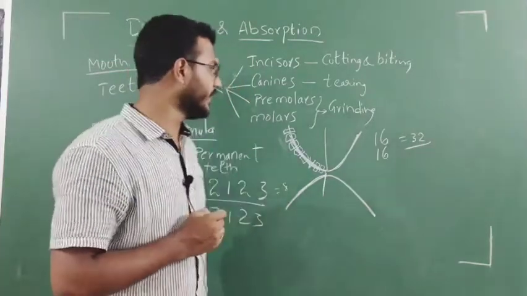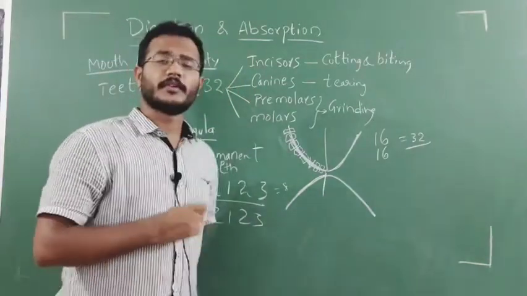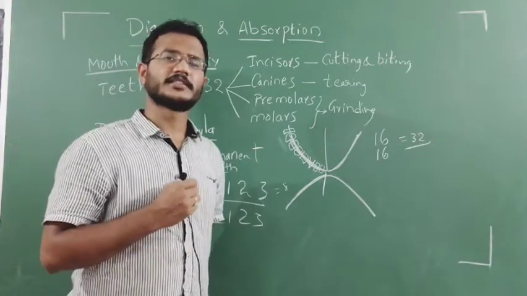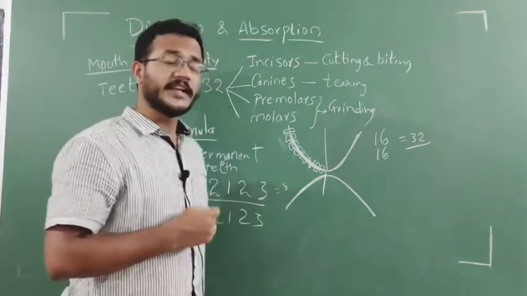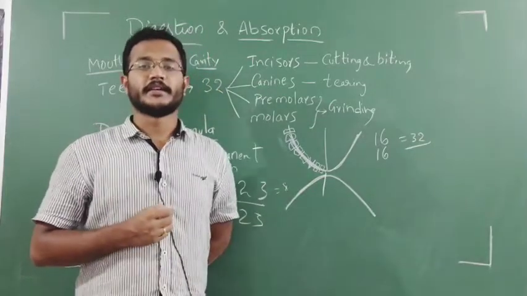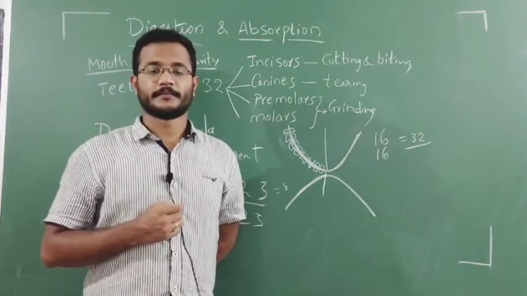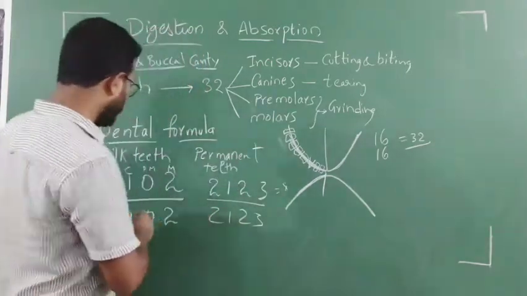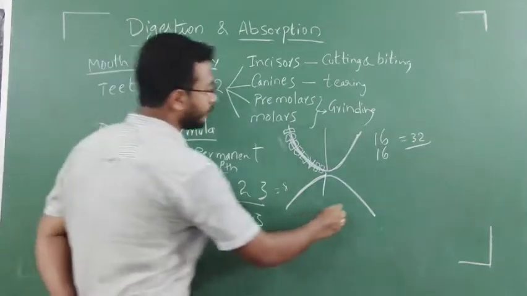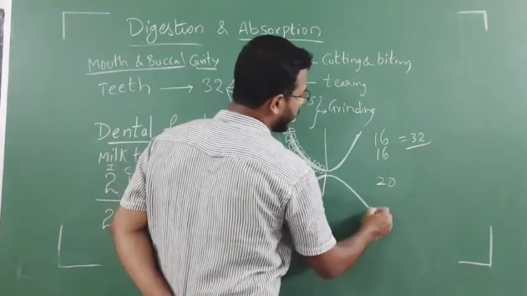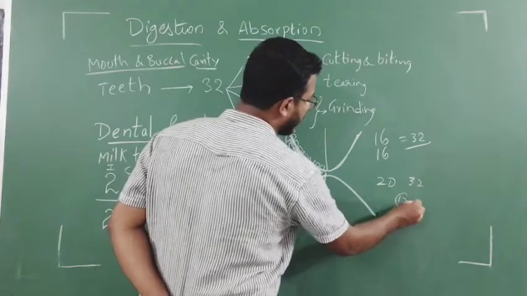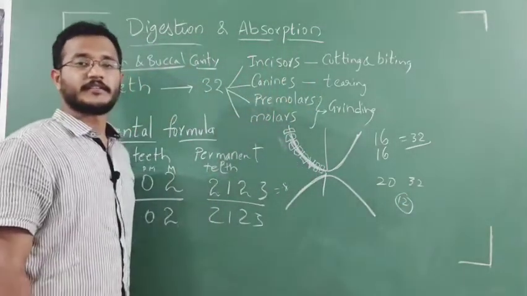This is very important in further studies. This is very important for NEET level exams also. They can ask directly what teeth are absent in milk teeth, in the milk type of dentition. See here, how many teeth are absent? Total milk teeth contain 20, permanent teeth contain 32. So the total difference is 12 teeth.